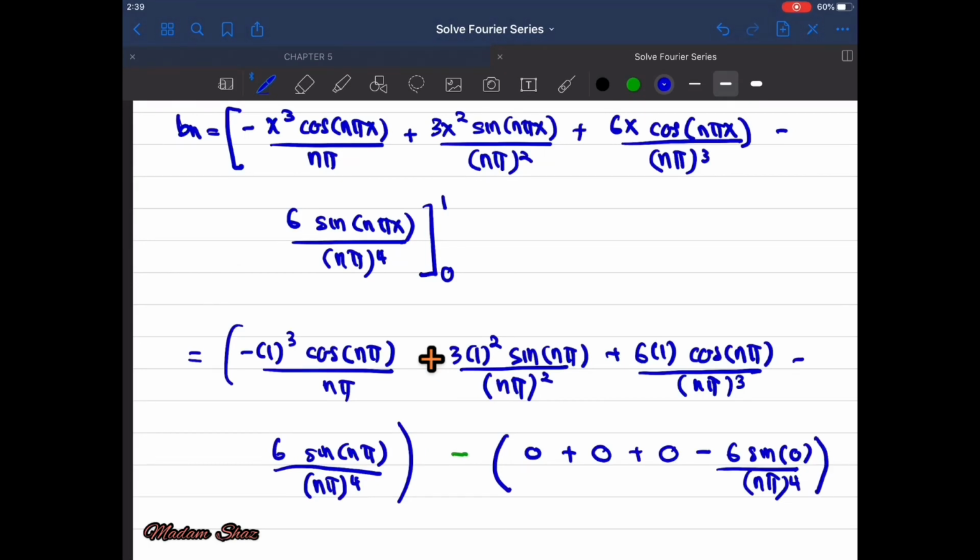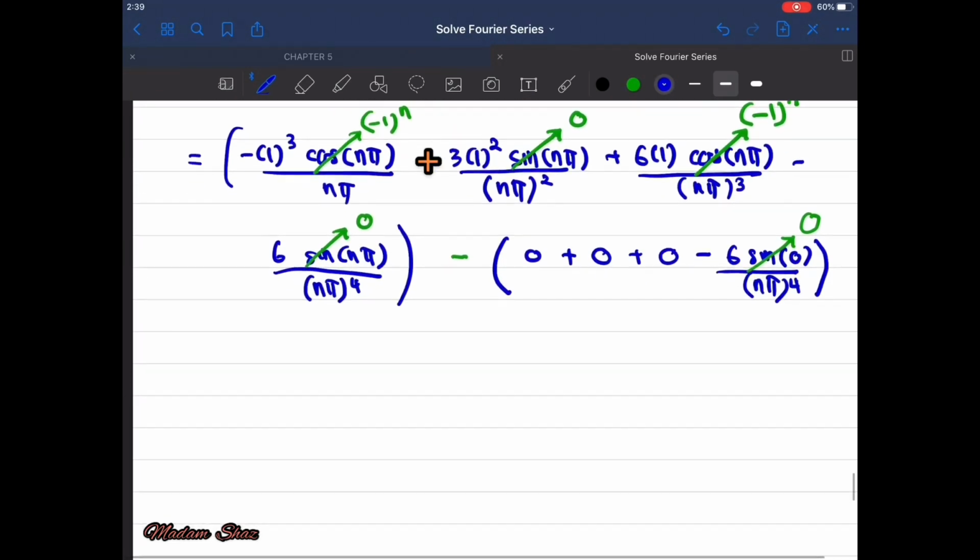So now simplify the whole thing. Sin of 0, we know that this one will become 0. Cos n pi, negative 1 the power of n. Sin n pi will become 0. Cos n pi, negative 1 the power of n. Sin n pi is 0. So rewrite back the final answer.